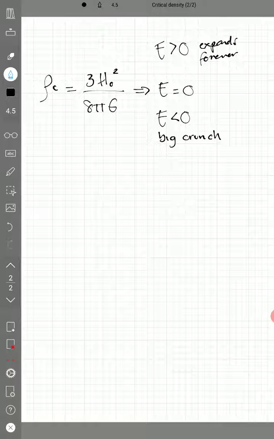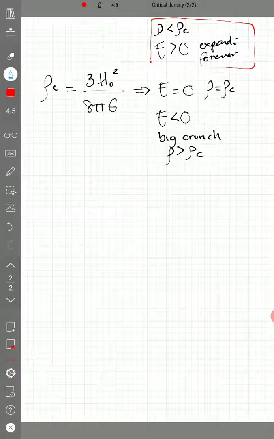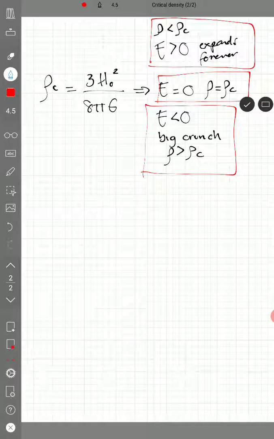So E greater than 0 happens when the density is smaller than the critical value. E equals 0 happens when the density equals the critical value, and E smaller than 0 happens when the density is larger than the critical value. And what you need to be aware of is those three conditions, right? The conditions for which the energy will be equal to 0, greater or smaller, and obviously the corresponding relation with the critical density.